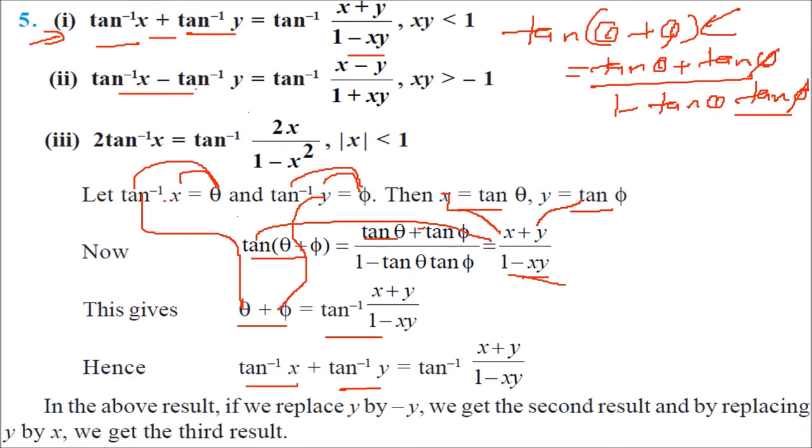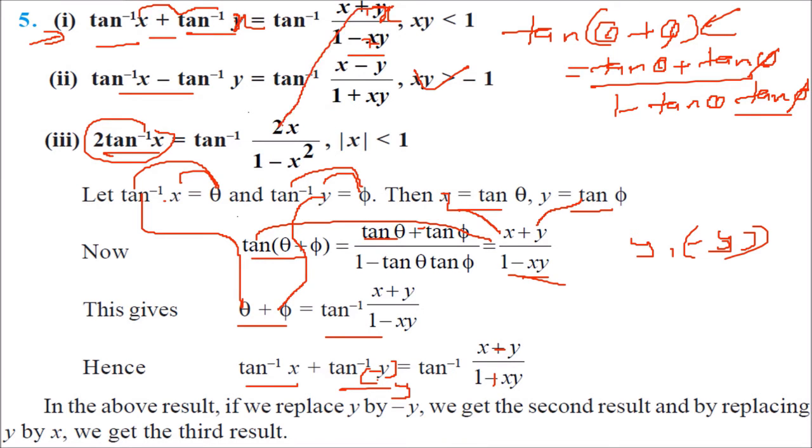To get this result, what you have to do is replace y with minus y here. This will be minus y, this will be minus, this will be plus. So you get this result. Tan inverse of minus y will be minus tan inverse y. Now for 2 tan inverse x, place x in place of y here. So tan inverse x plus tan inverse x will be 2 tan inverse x, and this will be x, this will be x. So x plus x is 2x, and 1 minus x into x is 1 minus x square. This is the result.